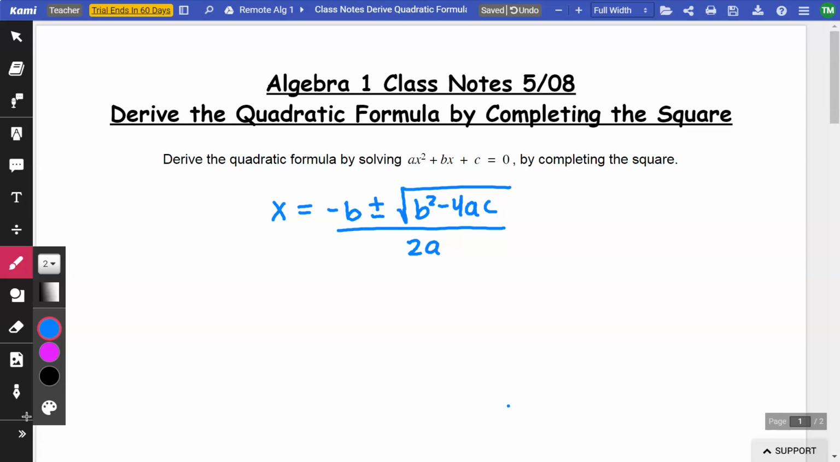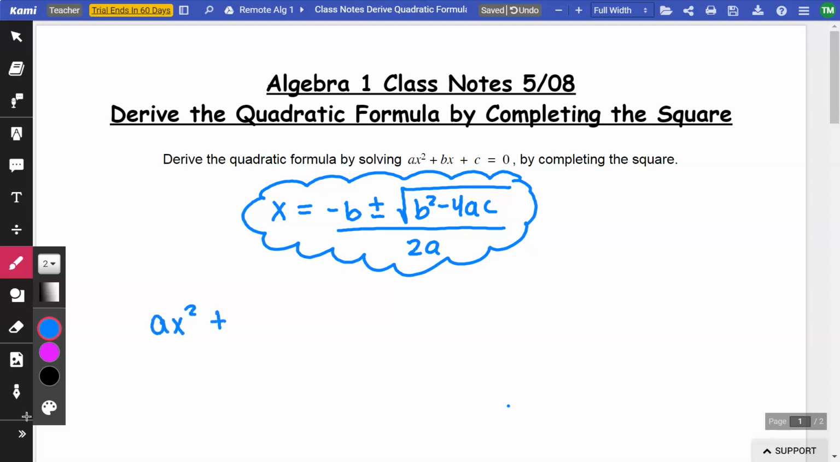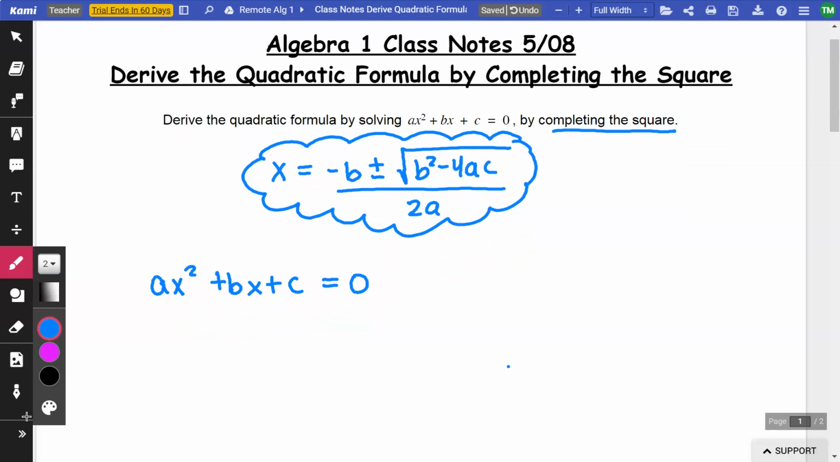Why does it work? How does it work? So today I'm going to show you where this formula comes from. To do that, we're actually going to take the equation ax squared plus bx plus c equals 0, and we're going to solve for x by completing the square. In this equation, we're going to find what x is equal to. And hopefully, if we do this right, we'll end up with the quadratic formula.